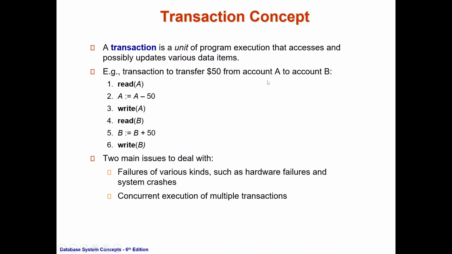Let it be that initially A has $1,000 and B has $2,000. So how do we represent this transaction here? First step, read A, so it will be $1,000, and A is equal to A minus 50. It should be 950, and write A. So A should be 950. Similarly, read B. So B is equal to $2,000 and B is equal to B plus 50. It will be 2050, and write B. So again, it is 2050.